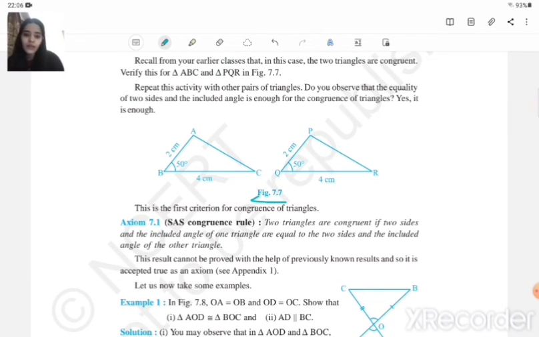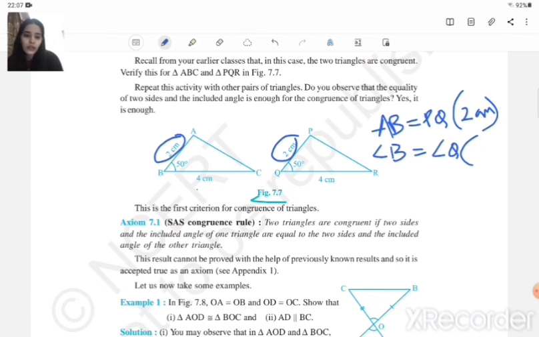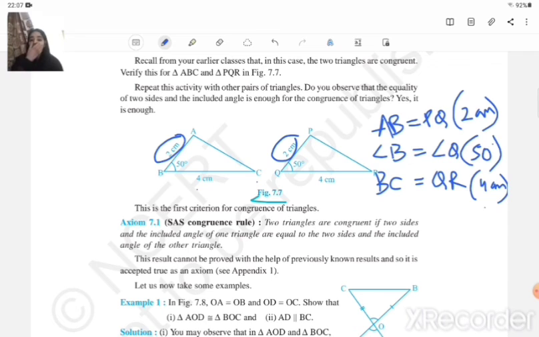Now in figure 7.7, in the first triangle ABC, the side AB is of 2 centimeter. In triangle PQR, the side is of 2 centimeter. So AB is equal to PQ, 2 centimeter. Angle B is equal to angle Q, each 50 degree. Side BC is equal to side QR, 4 centimeter. Hence, we can say that these two triangles are congruent. So here we get a condition of side, angle and side.